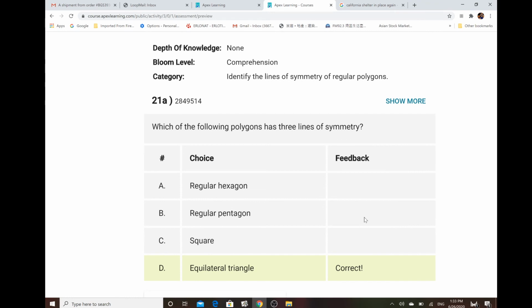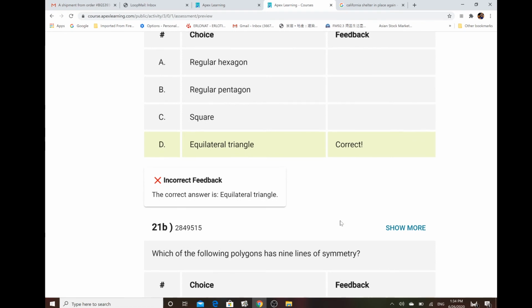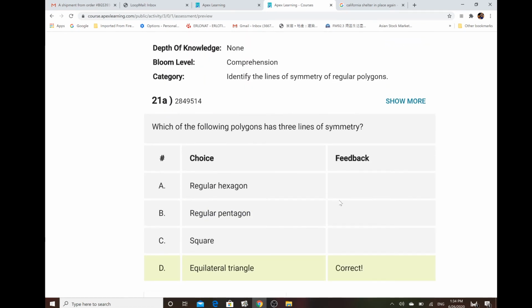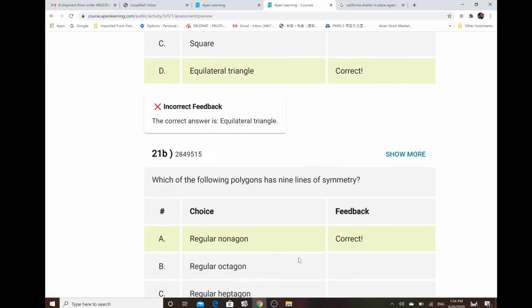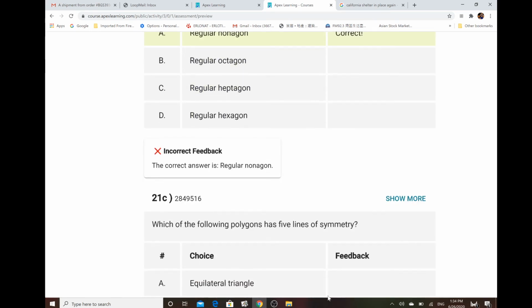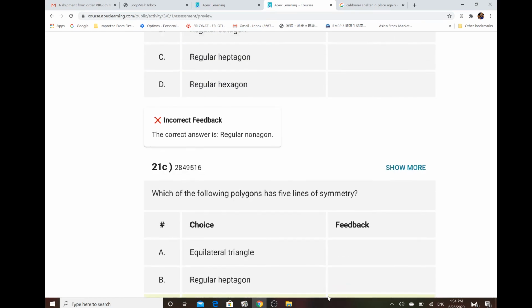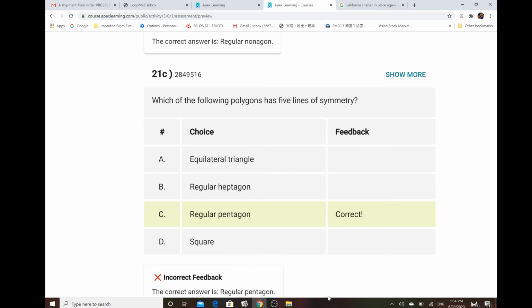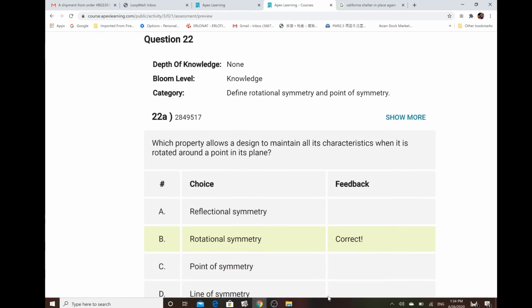And then the next one, which of the following polygons has 3 lines of symmetry? So 3, equilateral triangles, not just a regular triangle, it's an equilateral triangle. It guarantees that all 3 sides are equal. And which of the following polygons has 9 lines of symmetry? 9, so that means regular nonagon. 5 lines of symmetry, regular pentagon.